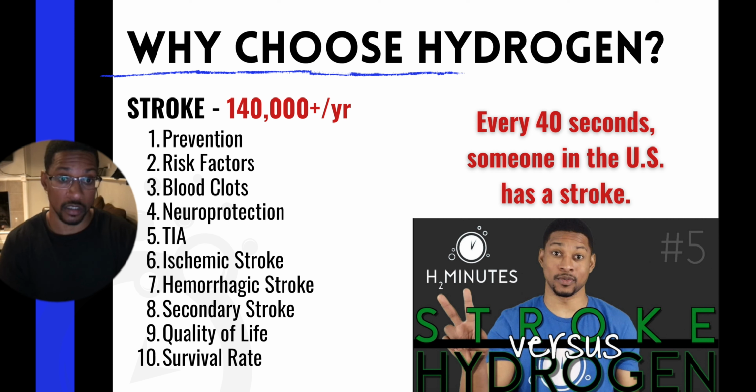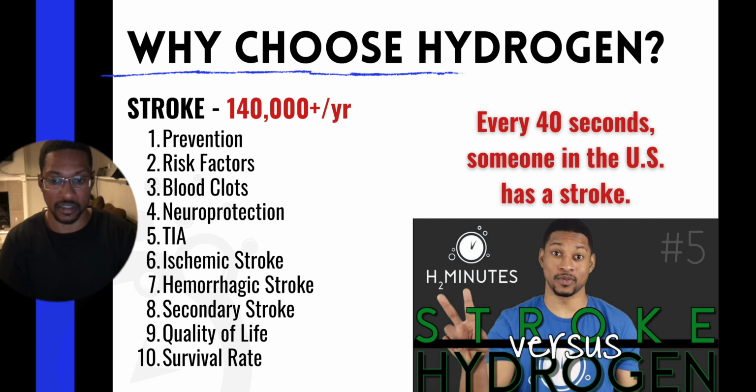Next would be strokes that kills 140,000 people per year. Every 40 seconds, someone in the United States has a stroke. So that means by the time we got to this portion in this presentation, there's been more than 100 people that have already had a stroke here in the United States. So thinking of the people that maybe could be helped with hydrogen who had a stroke. Maybe if you're making tally marks, this would be a good time to do so when I'm talking about all these different disease models.